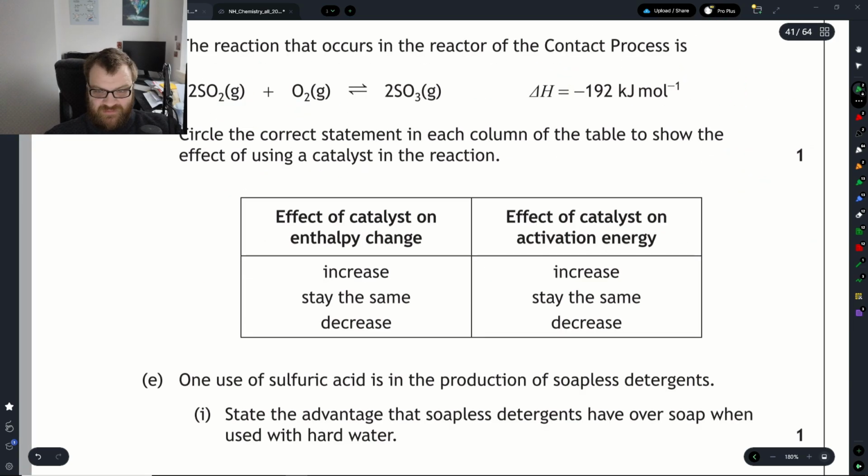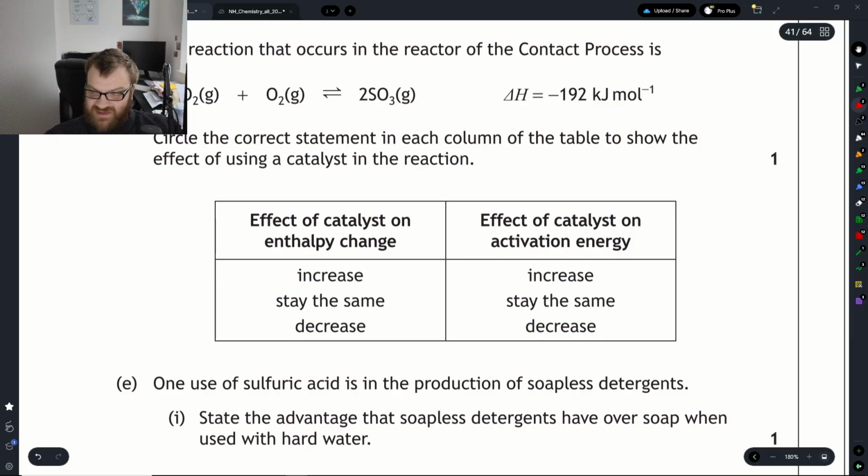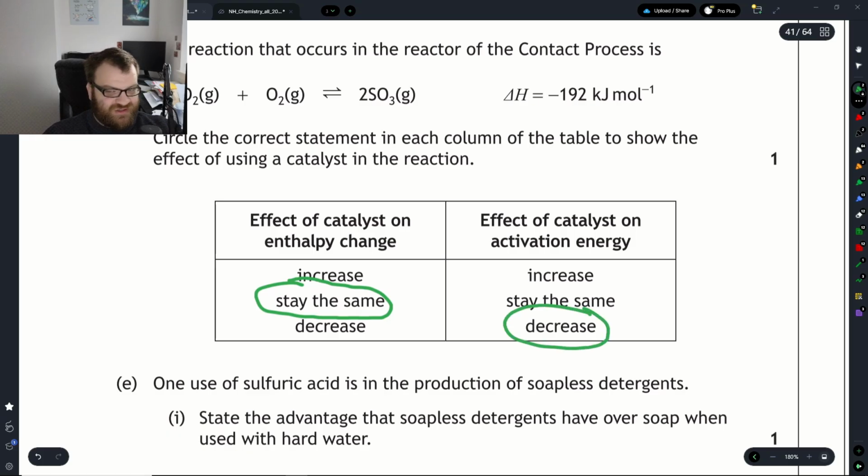Next one, we're talking about using a catalyst. Enthalpy change is not affected by a catalyst, it will just stay the same. Enthalpy change is the energy difference between the products and the reactants. But a catalyst will decrease the activation energy.